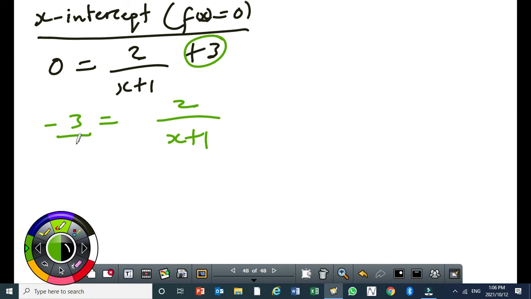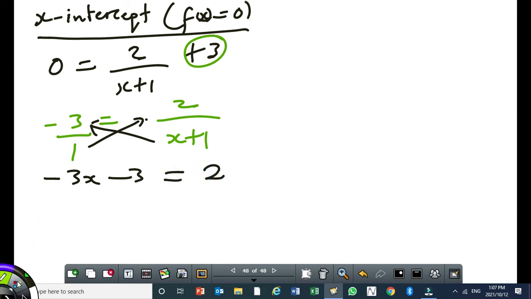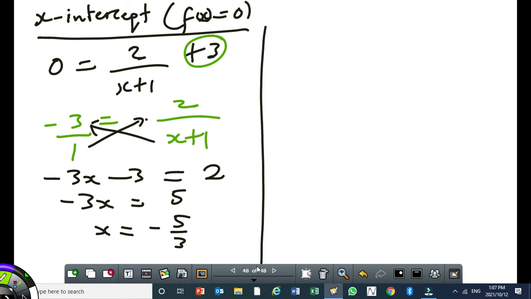Then the denominator there is 1. You cross multiply. So you end up getting minus 3 times x, which is minus 3x, minus 3 times positive 1, minus 3, equal to 2. Then you solve this. It becomes minus 3x equal to 5. Divide both sides by minus 3, you get x equal to minus 5 over 3. So that's the x-intercept.